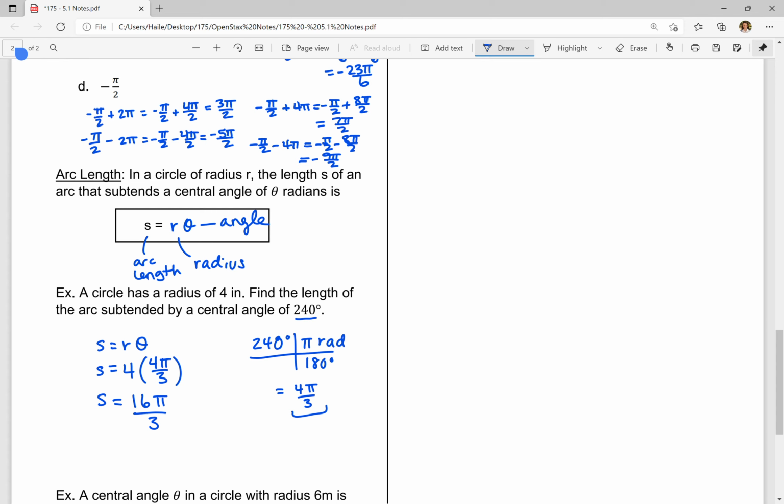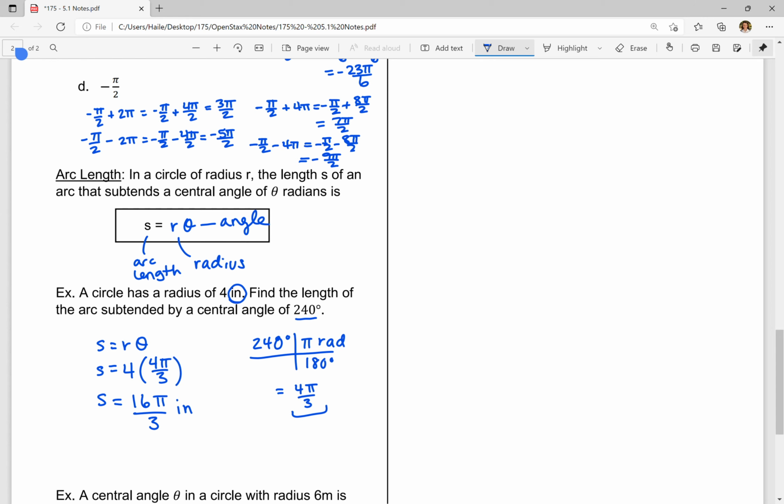And since we were given a unit on the radius, the arc length is going to use that same unit. So if you measure the radius of your pizza in inches, the crust is also going to be measured in inches. Okay, so our arc length, we want to use that same unit. So we're going to have 16 pi over 3 inches.